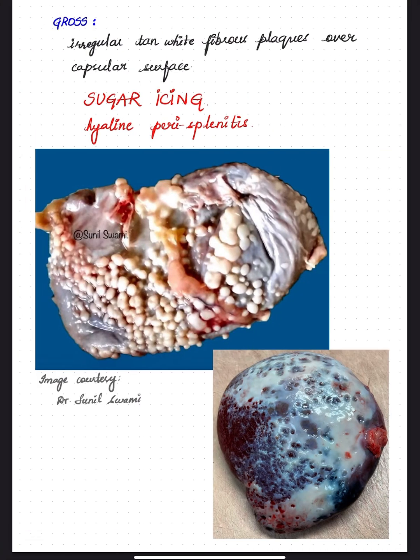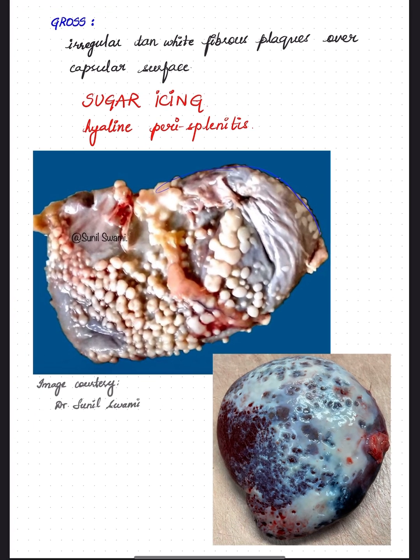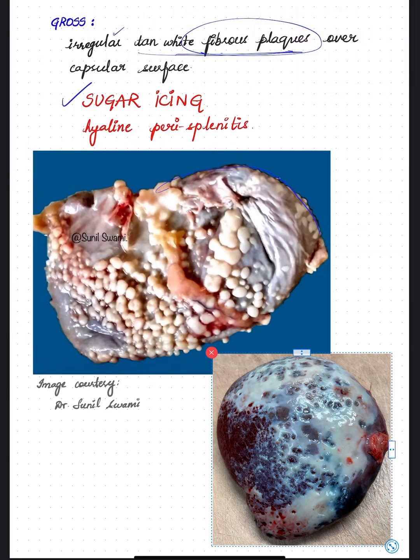So let us see the gross findings of this icing sugar spleen. Grossly, the spleen has a capsule. Over the capsule, there are irregular tan white fibrous plaques. These fibrous plaques get deposited over the capsule, and it can be seen as a sugar coating, as if the spleen is dipped into sugar syrup. So it is famously called sugar icing. Also called the sugar icing spleen or hyaline perisplenitis.